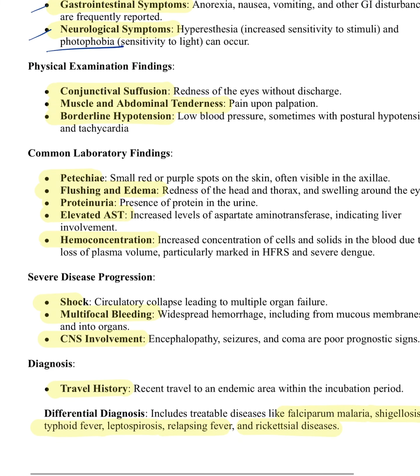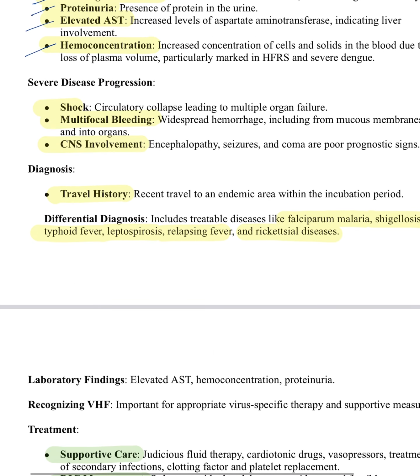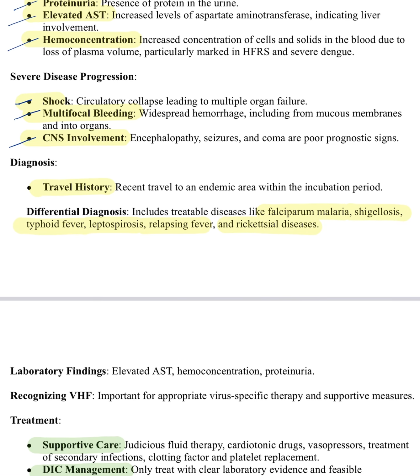On physical examination, conjunctival suffusion, as I said, redness of the eyes without discharge, but muscle and abdominal tenderness, and borderline hypotension can be there. Lab findings like petechiae, flushing and edema, proteinuria, elevated AST, and hemoconcentration can be there. Severe disease progression can lead to shock, multifocal bleeding, and CNS involvement. There can be shock because of hypovolemia or sepsis itself, and multifocal bleeding because of damage to the capillaries, and CNS involvement in the form of encephalopathy, seizures, and coma.